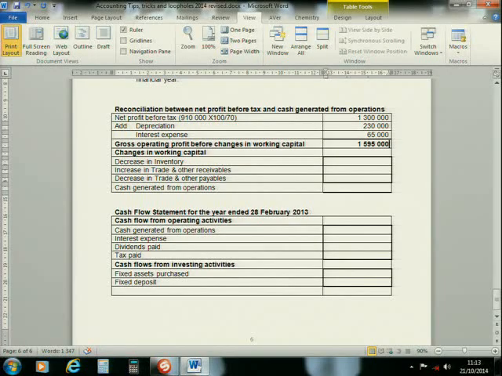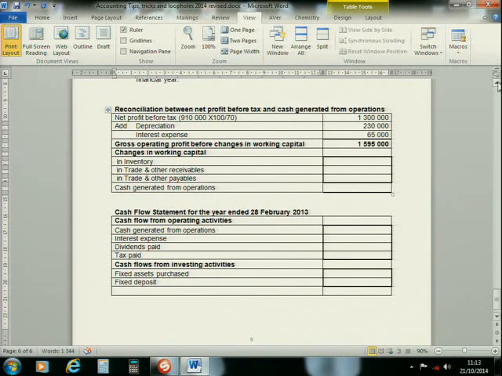Let's check it. 1,300,000 plus 295,000. Yes. 1,595,000 will be your gross operating profit before changes in working capital. Then we get into changes in working capital. Oh yes, I've already put in these things here. Let me take them out. Let me remove this. Those will be changes in working capital.